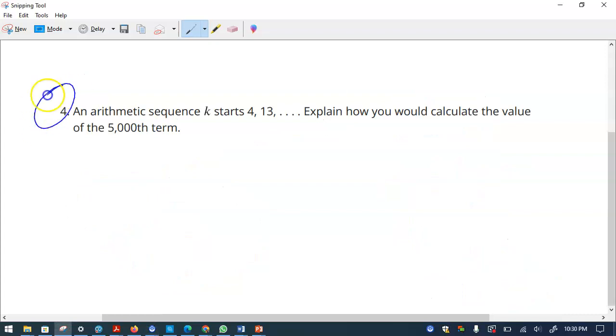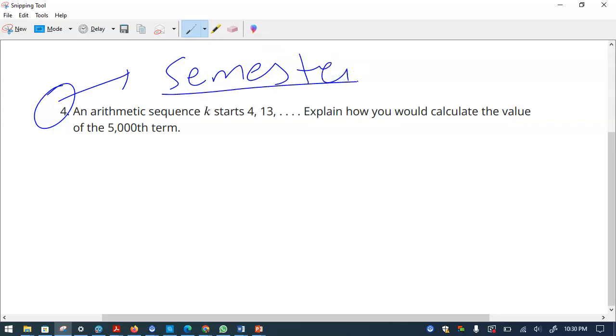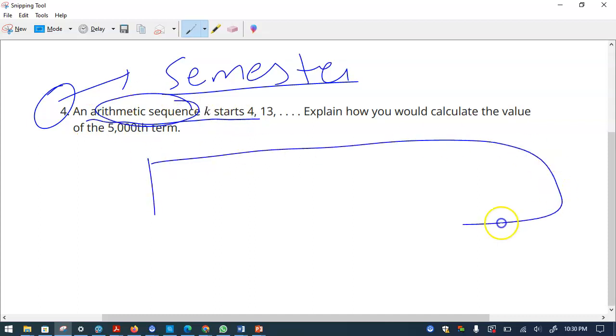Question number 4 is like a review for the semester final. So that's a nice practice problem. Also, I introduced this. So there is an arithmetic sequence. Now, what is the arithmetic sequence?